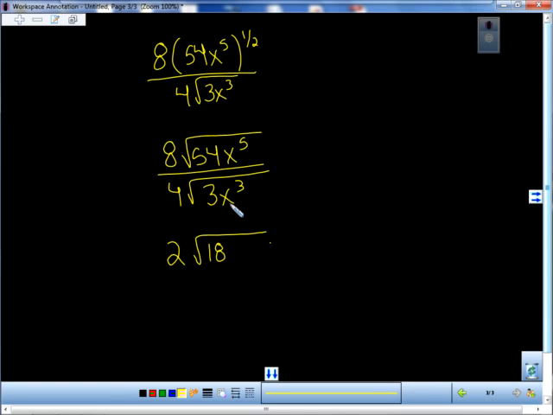x to the 5th over x cubed. I have 5 x's on top, 3 on the bottom. 3 cancel out. I'm left with 2 on top. So I have the square root of 18x squared.